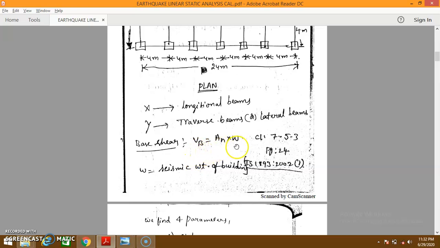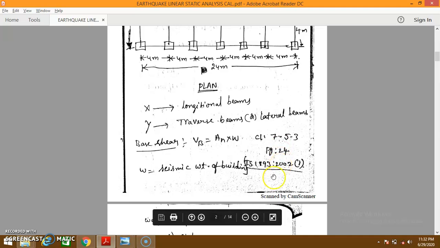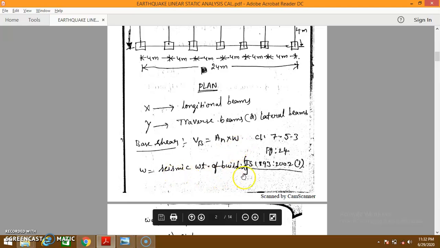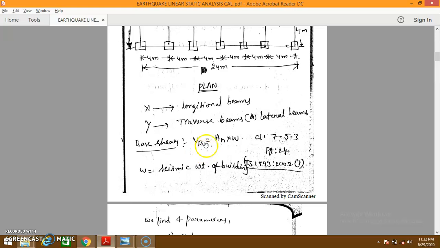VB equal to AH into W, as per code IS 1893 2002 Part 1, clause 7.5.3, page number 24. The formula is given: VB equal to AH into W. AH is the horizontal coefficient of horizontal acceleration and W is the seismic weight of building. Okay. The two parameters we find first, then we get the VB value.